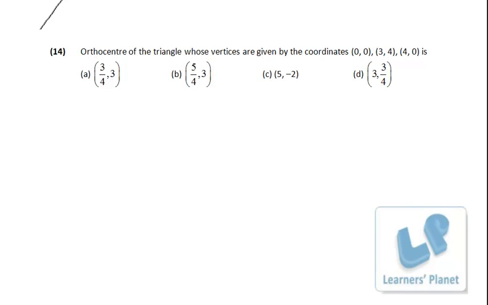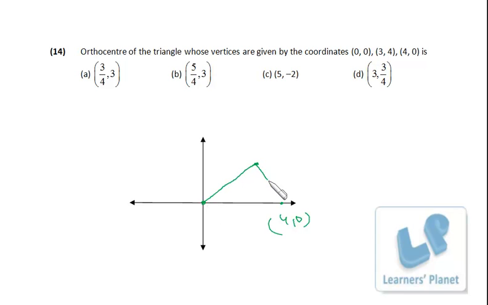Now this problem: orthocenter of the triangle whose vertices are given as this. So I just draw a rough figure. It's 0, 0, then 3, 4 somewhere here, and 4, 0 must be here. That's 3, 4. So this is the triangle. Okay, this point is 3, 4 and this is 0, 0.